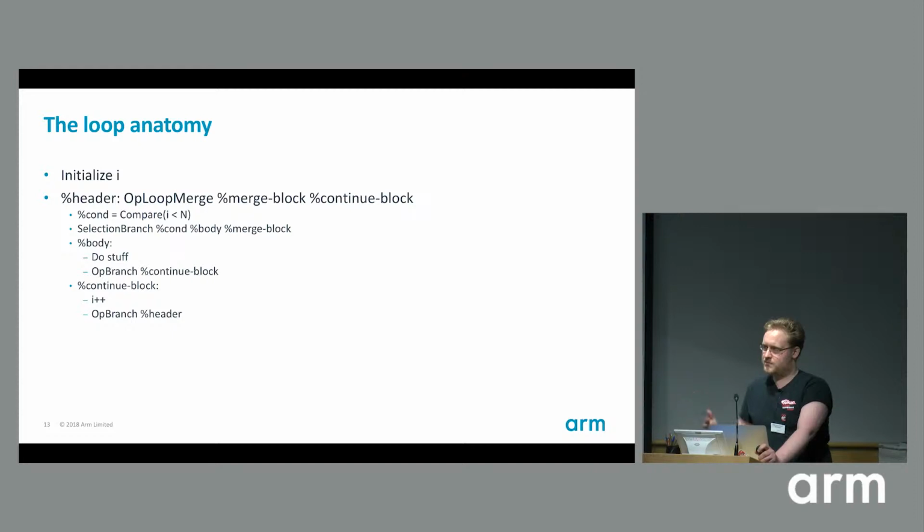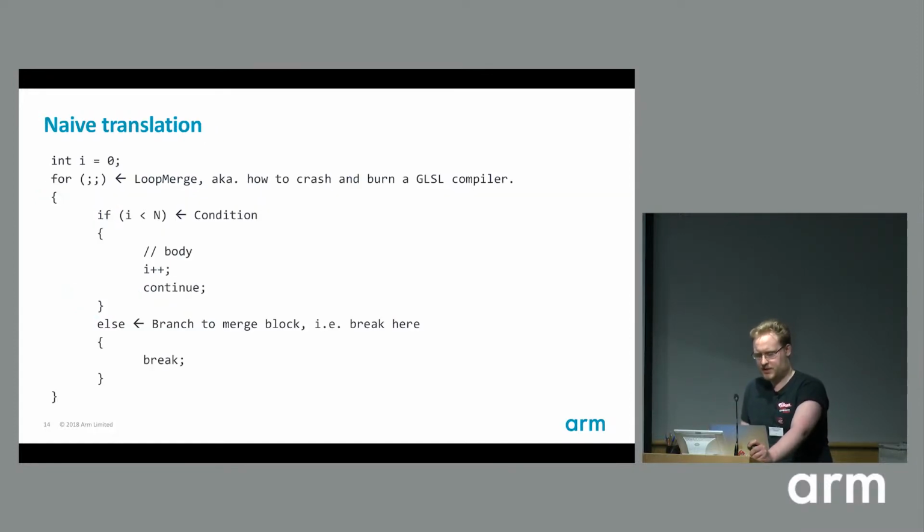You initialize a variable. You have a block saying I will have a loop and it will merge at some point. It will merge here and the continue block is there. You have this first block saying I will compare and branch either to the body or to the merge block if it fails, which basically means exit the loop. The body will do stuff and branch to the continue block, which will increment I and loop back again. So that's the typical anatomy of a loop, but there is no concept of a for loop here, no while loop, nothing like that.